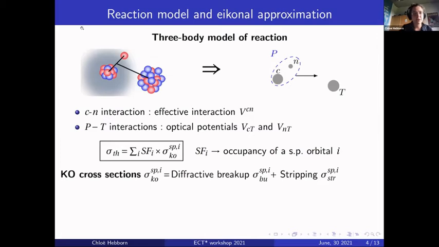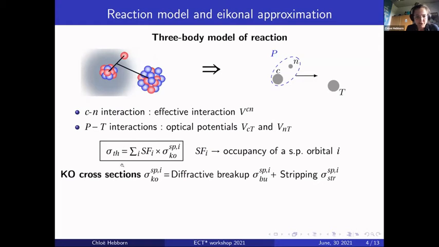We don't model each nucleon separately, but we simplify this many-body problem into a three-body one, where there is the core, the neutron, and the target. And we use an effective interaction between the core and the neutron. And to simulate the projectile-target interaction, we use optical potentials, which contain an imaginary part.